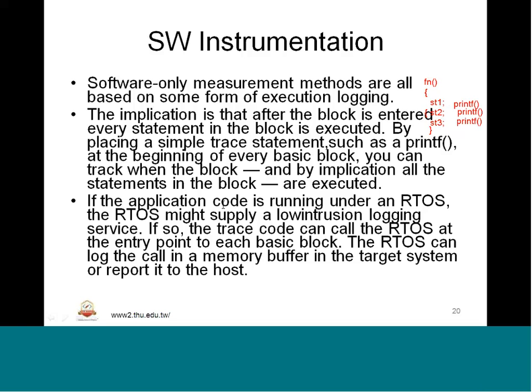If the application code is running under the RTOS, the RTOS might supply a low instruction logging service. So sometimes the RTOS itself will provide a trace in terms of the statements. If that is there, then a trace code can tell the RTOS at the entry point of each basic block, and the RTOS can log the call in a memory buffer in the target system or report it to the host. That means the RTOS will have a functionality to see what statements can be traced, and that feature is available within the RTOS for tracing all the statements within the block. But mostly non-RTOS embedded systems use instrumentation with the help of a tool.